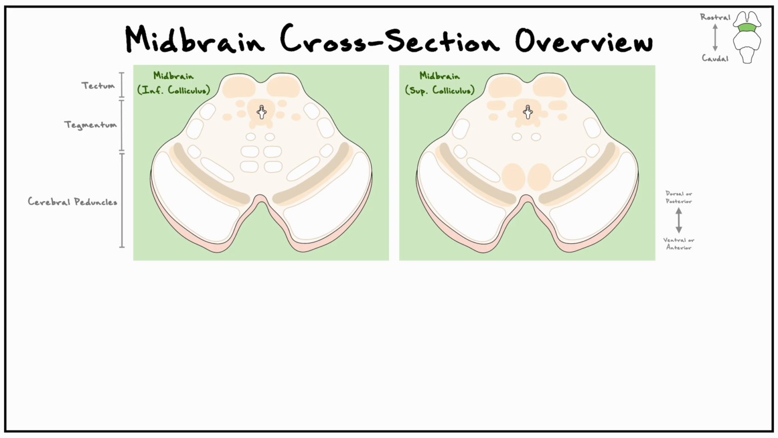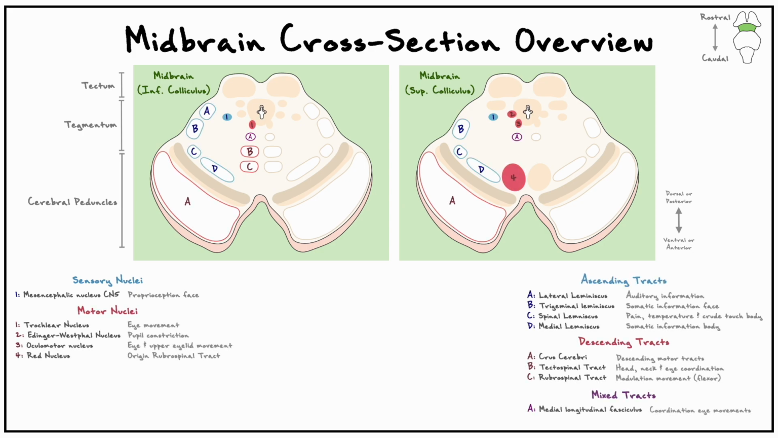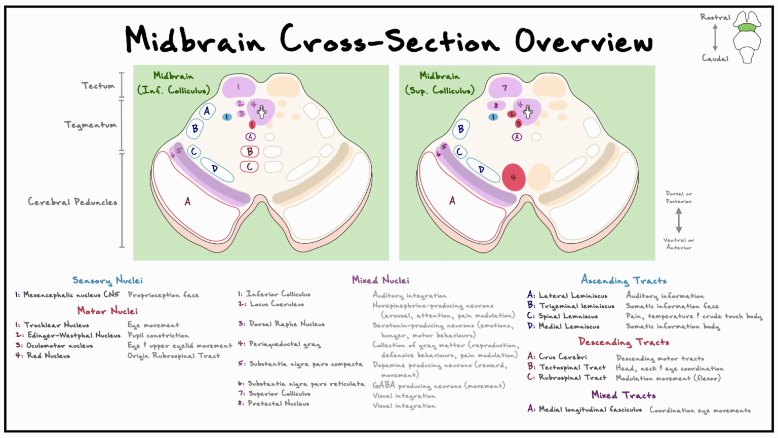Now, at this level of the brainstem, we can find sensory and motor nuclei, as well as ascending, descending, and mixed tracts, but one interesting type of structure that we can start to observe are nuclei that I will label as mixed nuclei. The reason why I call these nuclei mixed is mostly because their projections mediate a ton of different functions that are kind of hard to classify as mostly sensory or motor.